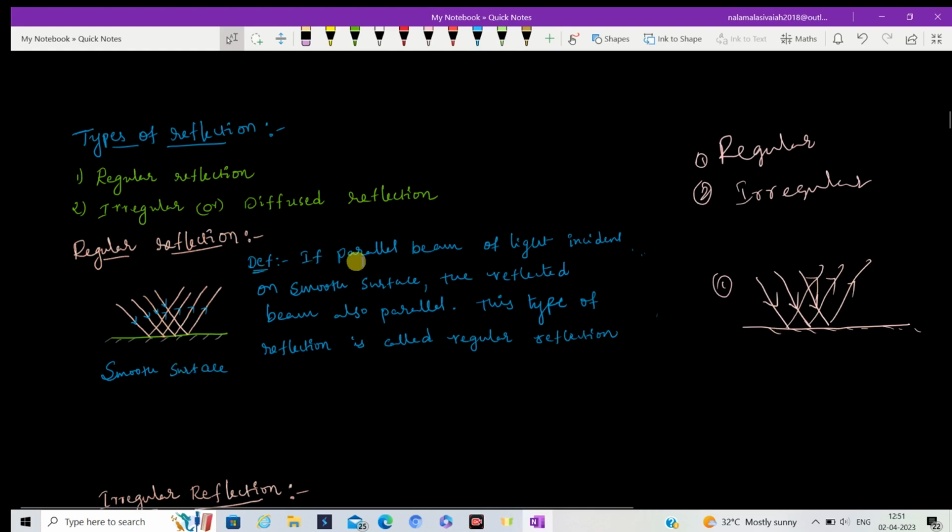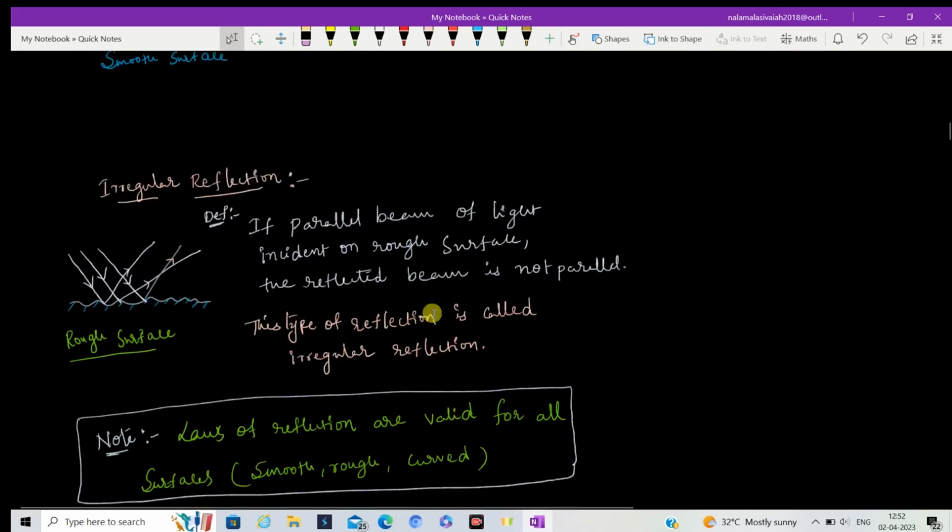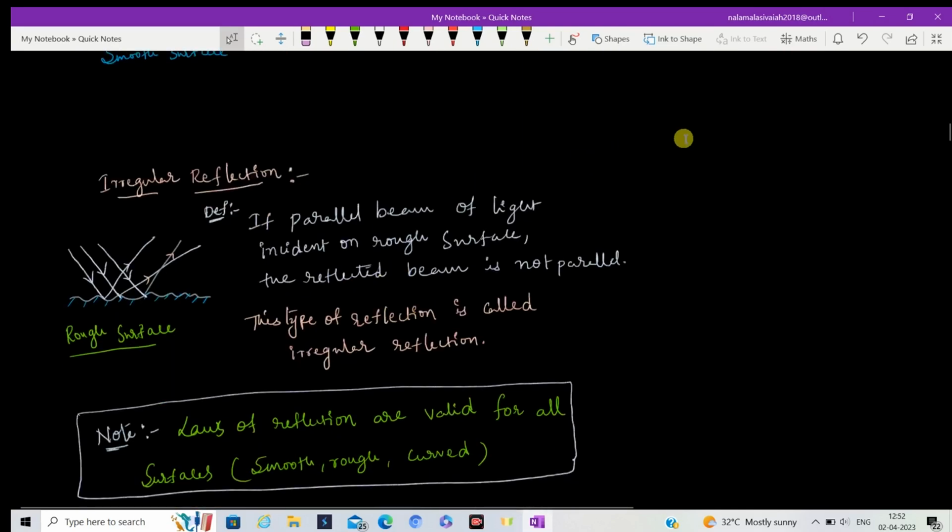As you can see, if the parallel beam of light is incident on the surface, the reflected beam is also parallel. This type of reflection is called regular reflection. As you see, smooth surface, incident beam parallel, reflected beam also parallel to each other. Then plane mirror and coating surface, you can see the regular reflection.